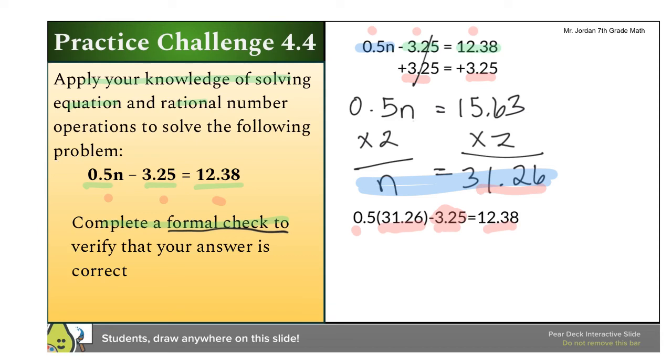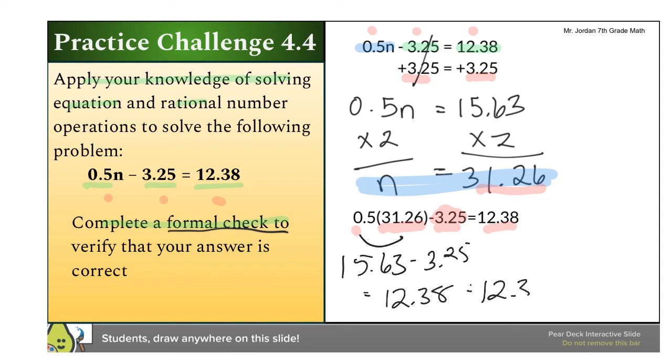But when I multiply them together, 0.5 times 31.26 is 15.63. When I subtract 3.25, that equals 12.38, which is my answer. So I've done the check. So I have my check here, and my answer.